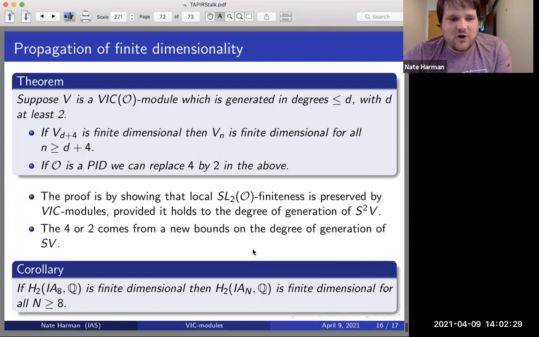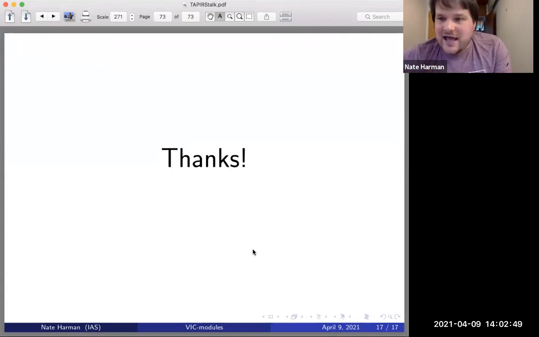So as a corollary, I can show that if the second homology of a Torelli subgroup for odd Fn is finite dimensional for any value of n at least 8, then it's finite dimensional everywhere afterwards. So yeah, that's it. Thanks, guys.